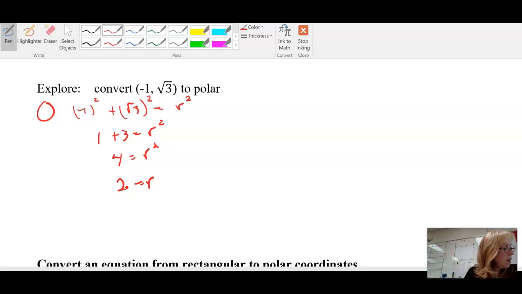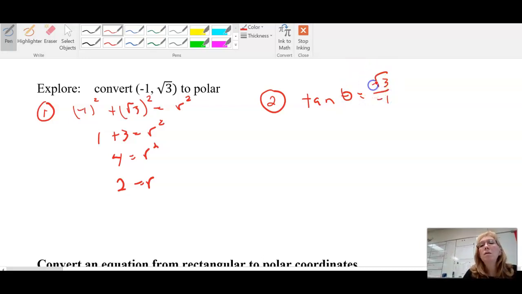So now we have to figure out our angle, and we're going to use tangent. Whoops, sorry. So theta is our angle, and we're going to use the tan of theta equals y over x, so the square root of 3 over negative 1. All right, we had just done that above, but just to make sure. So the tan of theta equals negative square root of 3.